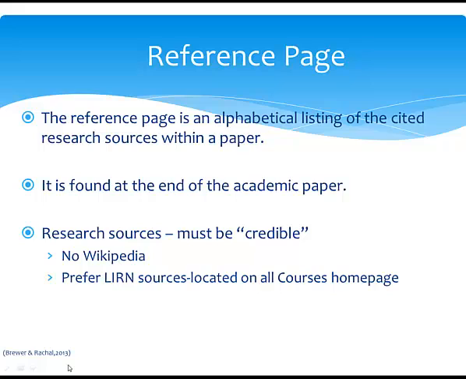So your reference page should be an alphabetical listing of cited resources within a paper. It's found at the end of your article or the end of your paper. Now make sure your resources are credible. So no Wikipedia. Wikipedia is not a good website. It's a good website, but anyone can go in and adjust that website. So, you know, my mother could go in there and put something in for a definition, and it may be totally correct, it may be totally wrong, but anybody can go in and adjust it. So make sure you use credible sources.